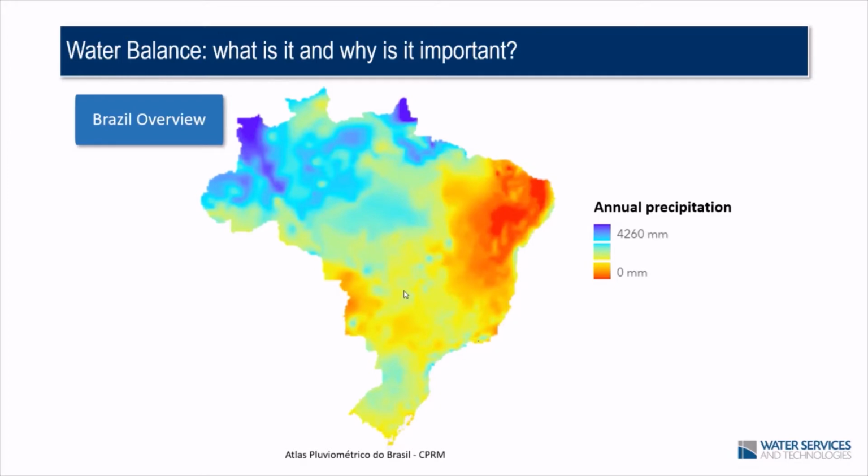So here we have the annual precipitation. You can see here that we have a lot of precipitation on the north of Brazil. This is where the Amazon is located. And we have very few precipitation here on the northeast of Brazil. We have some precipitation here on the south and on the central of Brazil. So looking at this map here, we can say that we probably have some water risks on northeast of Brazil because we have very few precipitation.